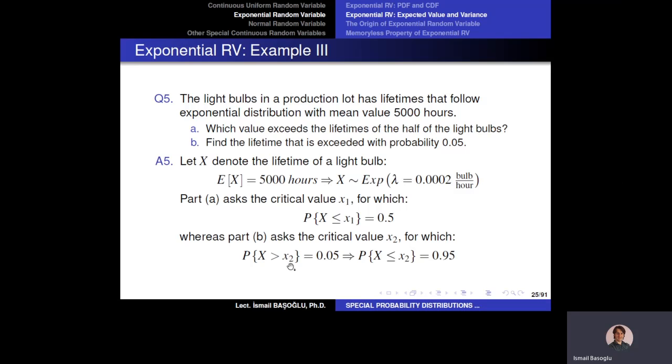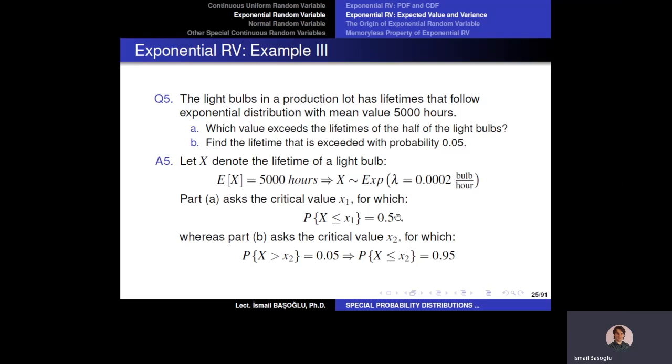So in part B, the unknown value x2 is here, and the probability of a randomly selected light bulb from the bin, or from the production lot, being greater than this value will be 0.05. Or in other words, the probability of the lifetime of a randomly selected light bulb being less than or equal to that certain value is going to be 0.95, if we use the complement events probability. So we are going to solve this part and this part.